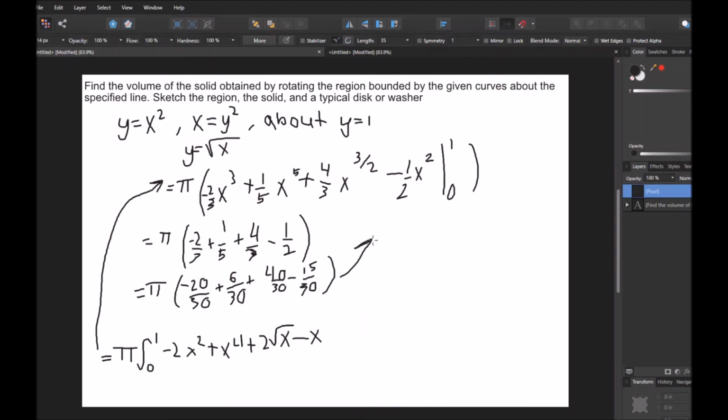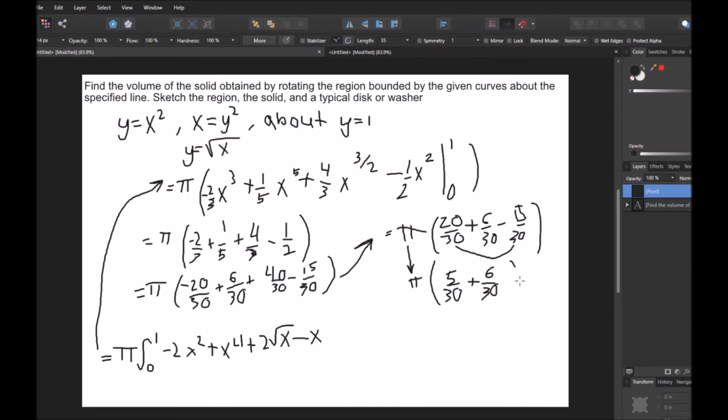So then if we evaluate this, we'd get pi times 40 minus 20 is 20, so we get 20 over 30 plus 6 over 30 minus 15 over 30. And then 20 minus 15 over 30 would be 5 over 30 plus 6 over 30. Sorry, I'm writing this incredibly messy. 5 over 30 plus 6 over 30. And we bring down that pi to be multiplied by whatever the sum of these two is. And that gives us 11 pi over 30. And that would be my answer for that one.